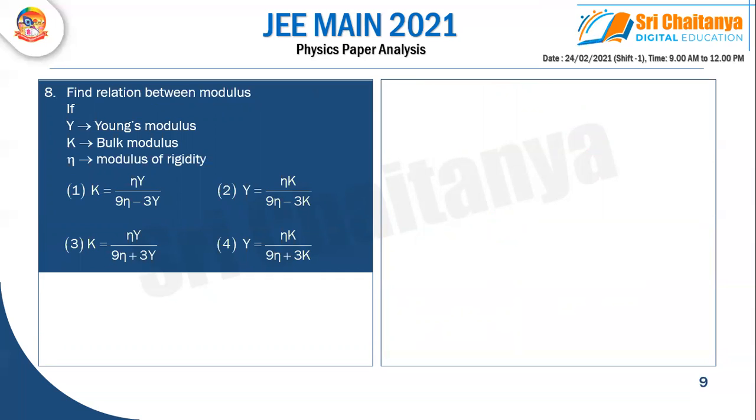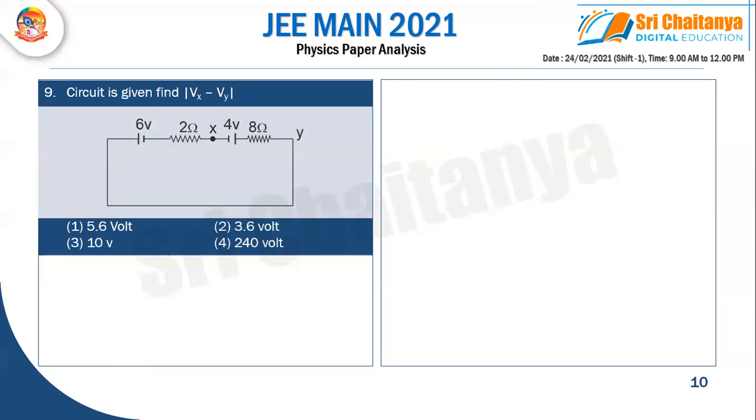This one is a memory-based problem. We are given the relation between the different moduli of elasticity: Y, Young's modulus, K, bulk modulus, and N, the rigidity modulus, and the answer for this is this one. This is totally memory based. We'll move on to the next question, please.